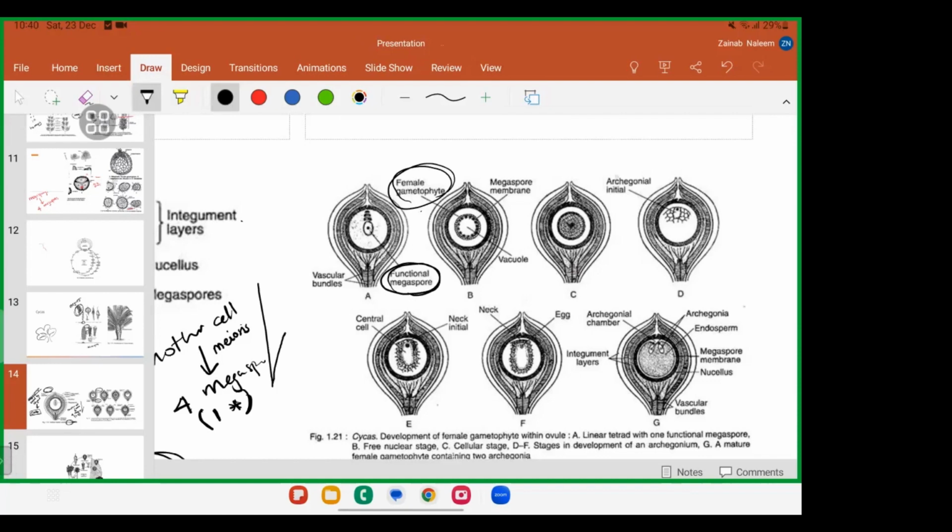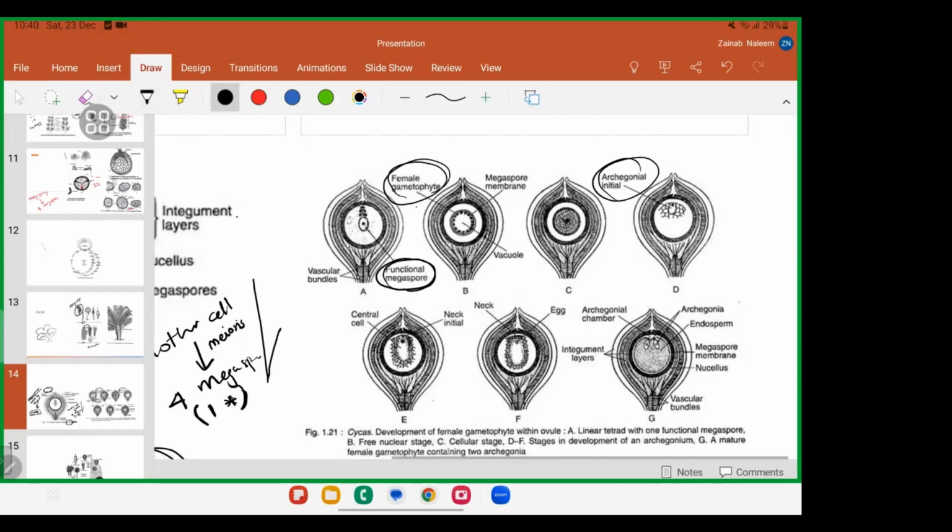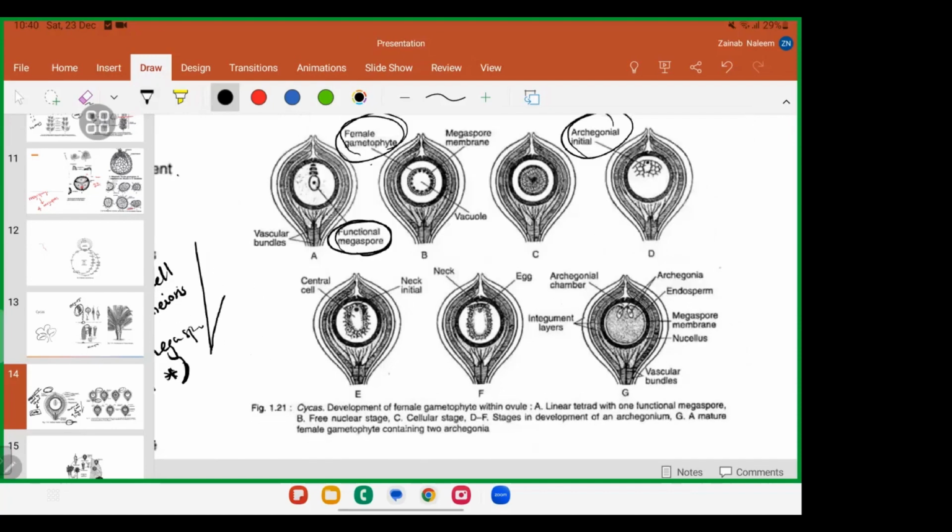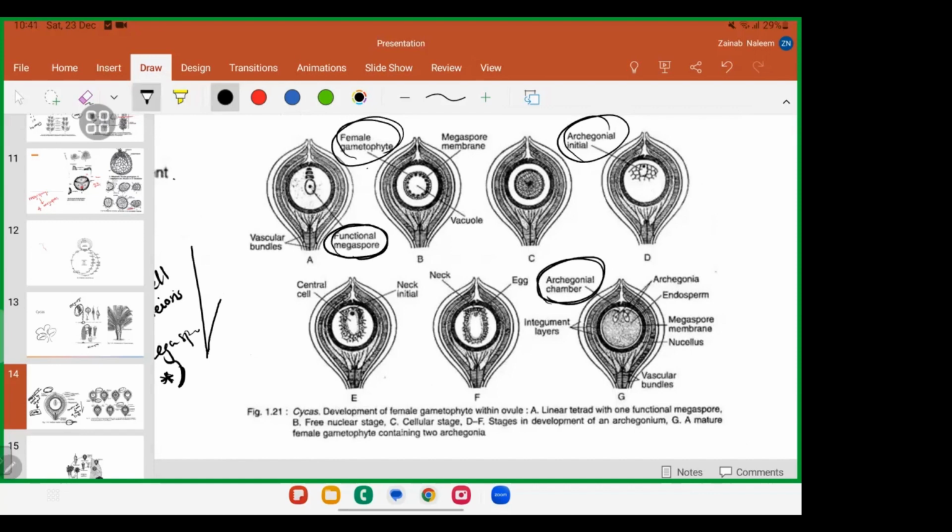parts, which are the archegonia. You all know the female sex organ is the archegonia. So it is producing the archegonia. This is the archegonia. You don't need to know all the stages. So the final stage is here. So the archegonia is here. The archegonia produces what? Archegonial chamber. It produces megaspore membrane.